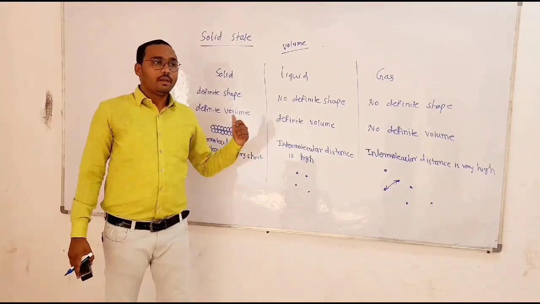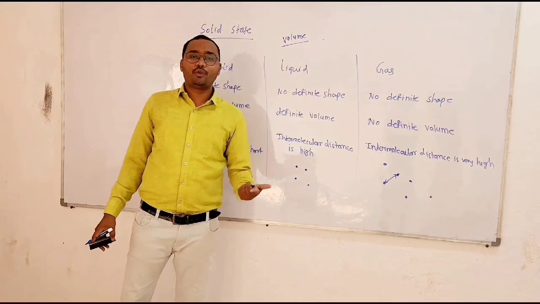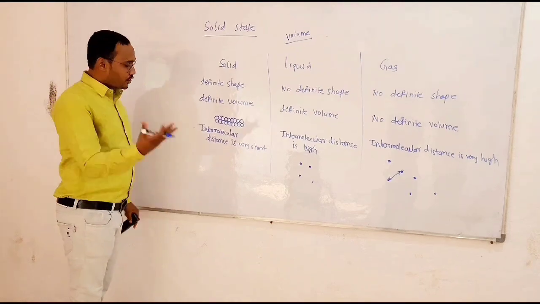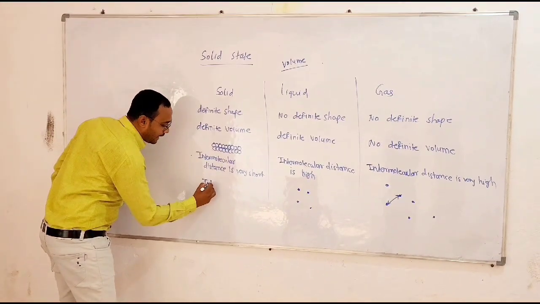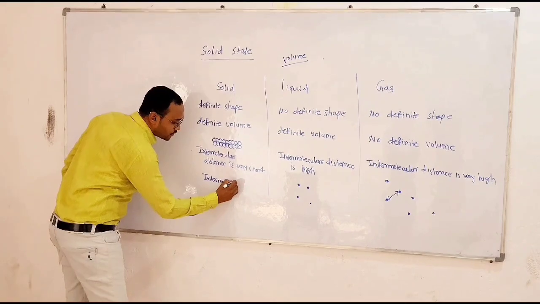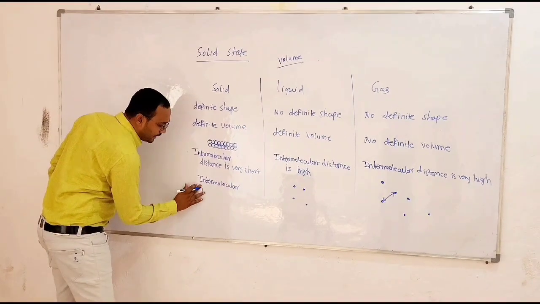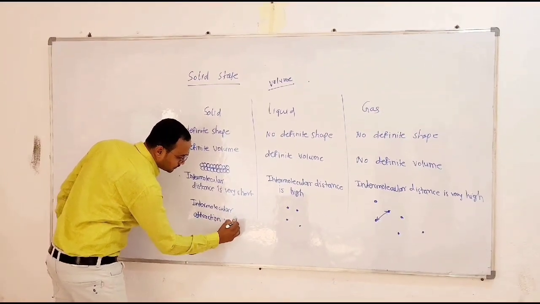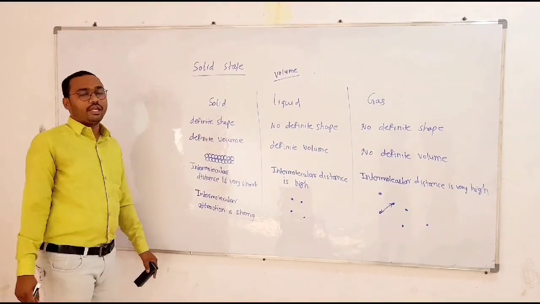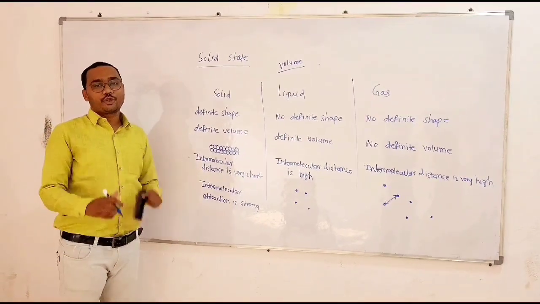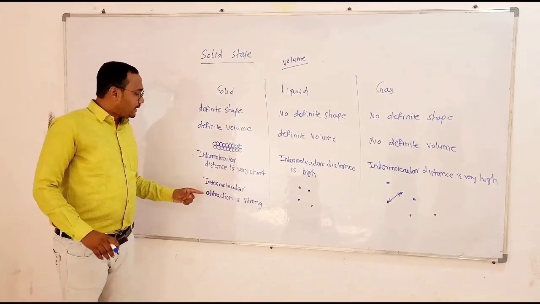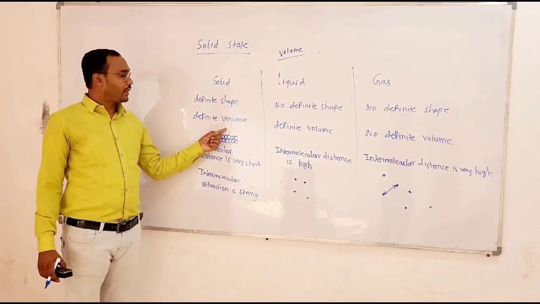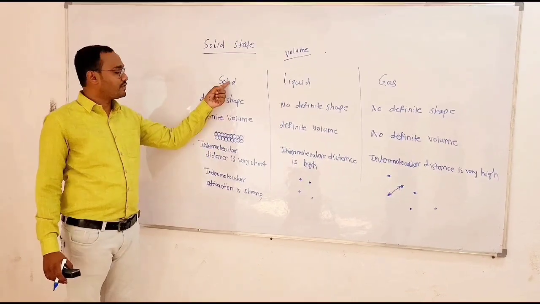This is the third point. Based on the third point, we can also put forward a fourth point. Whenever this intermolecular distance is short, then we can say that the attraction between the two particles is strong. Intermolecular or interparticle attraction is strong. That means two molecules are holding each other very strongly. Due to that, we get a definite shape. And due to definite shape, we can say that there is a definite volume in case of solid state.